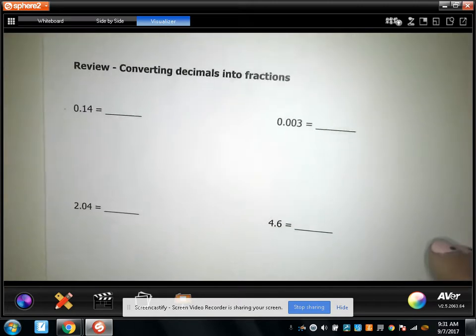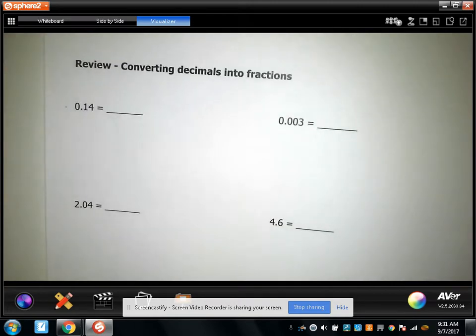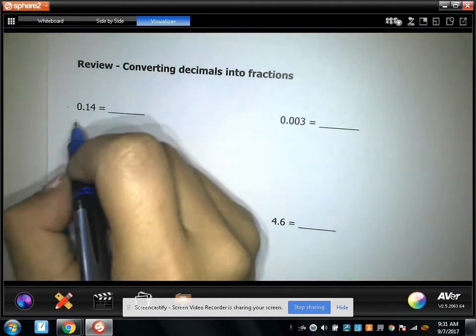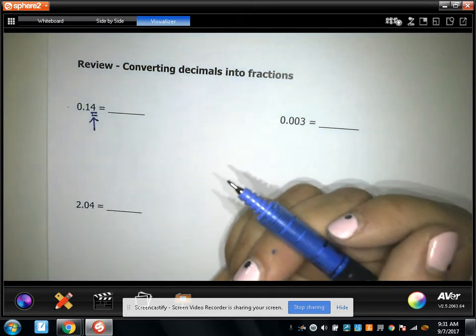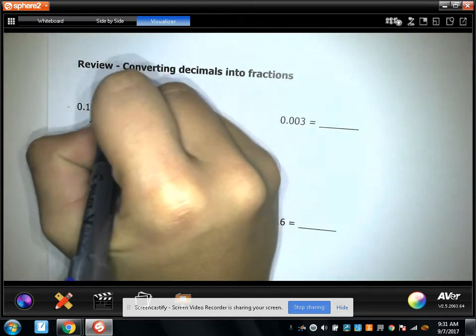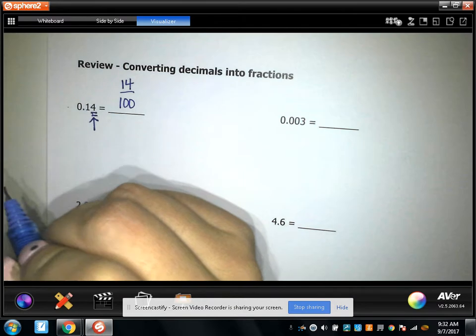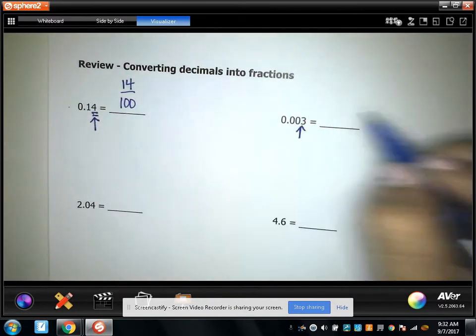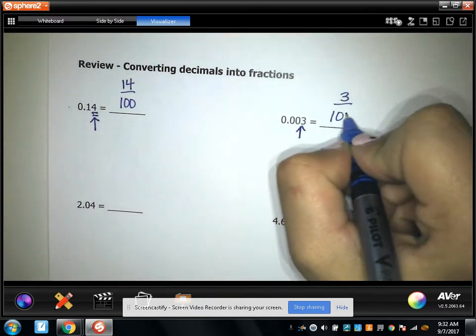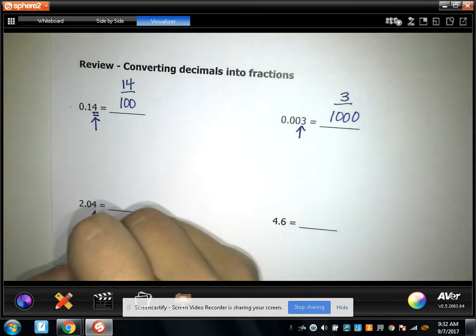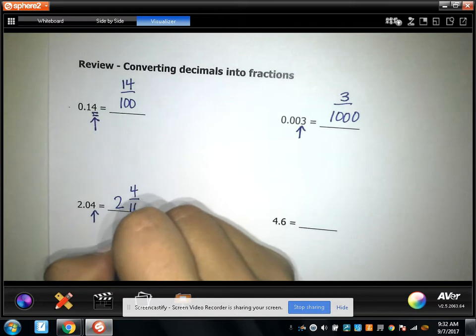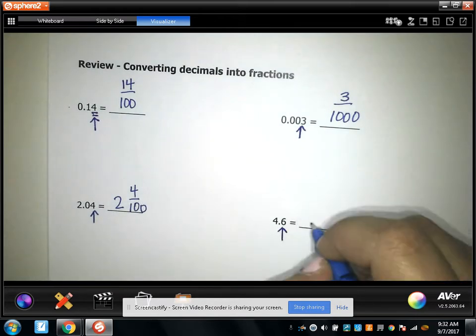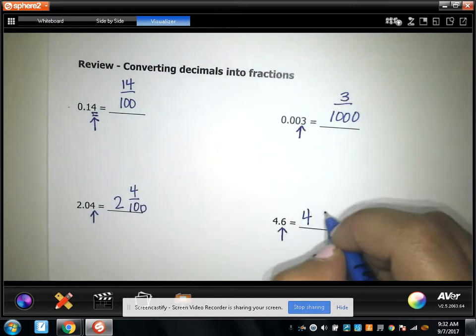To convert decimals into fractions, think about where that decimal ends, think about place values, and go accordingly. So for example, this decimal ends in the hundredths place, so I'm going to write 14 over 100. This one ends in the thousandths place, so I'm going to write 3 over 1,000. This ends in the hundredths place, so I'm going to write 2 and 4 hundredths. And this ends in the tenths place, so I'm going to write 4 and 6 tenths.